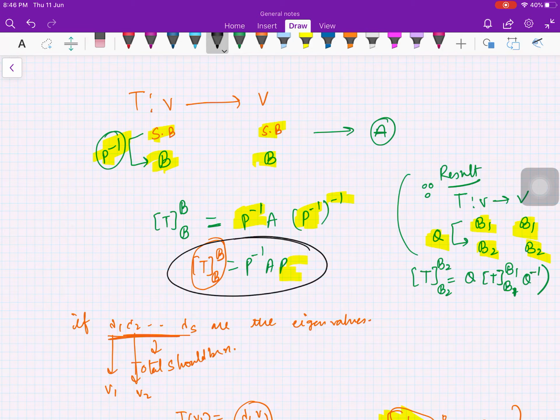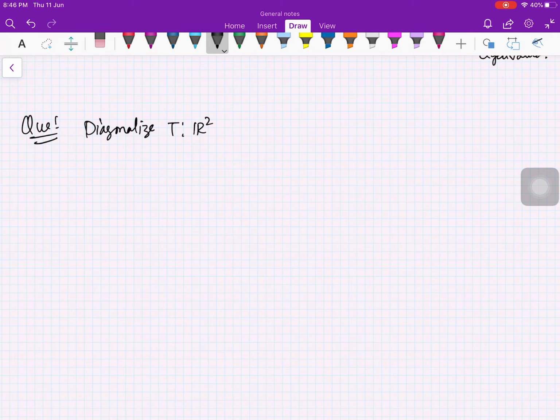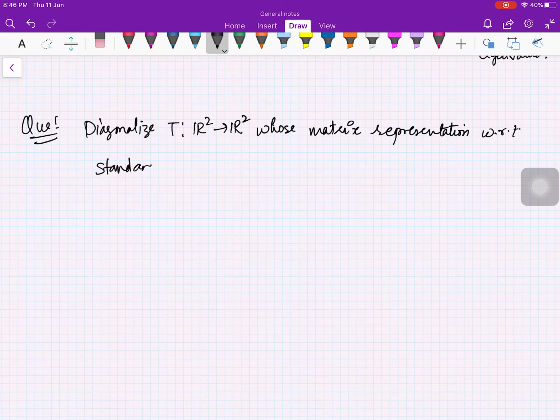So let us do one example. Using this algorithm, the question is: diagonalize T from R2 to R2 whose matrix representation with respect to the standard basis is 4 3, 2 minus 1. Here you are already given the matrix.